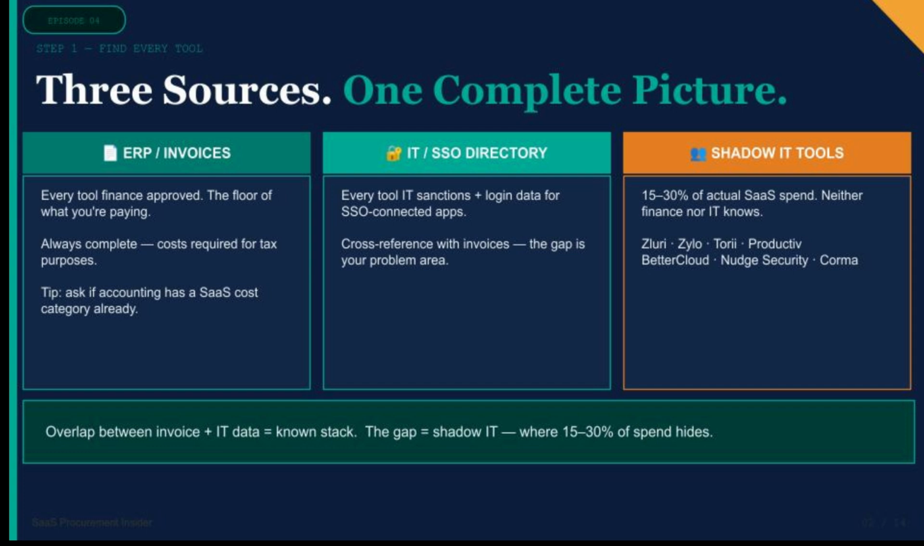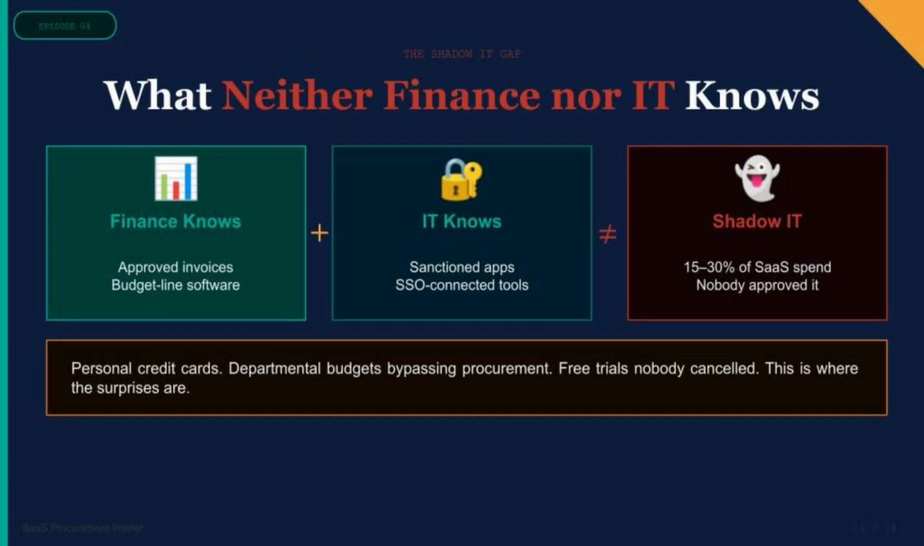The third source is where it gets interesting. Your invoice list shows what finance approved. Your IT list shows what IT manages. But neither captures the tools that employees bought themselves, with a personal credit card, expensed later, or through a departmental budget that bypassed procurement entirely. This is shadow IT, and in most organizations it represents 15 to 30% of actual SaaS spend.